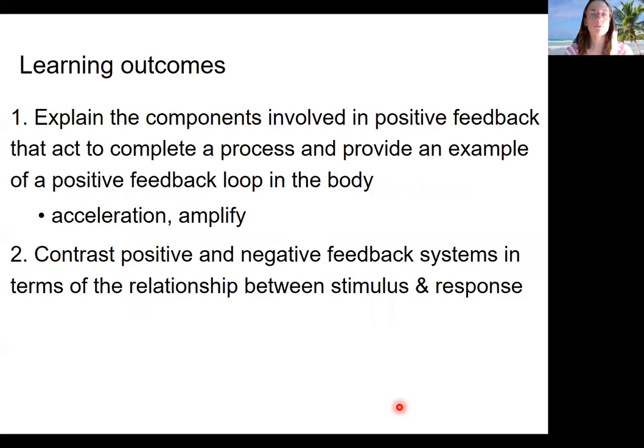So what we've done here is explain the components involved in positive feedback that act to complete a process and provide an example of positive feedback in the body. Two terms here that are specific to positive feedback. And then contrast negative and positive feedback systems in terms of the relationship between stimulus and response. That's that picture, that diagram I just drew, but the idea is understanding the big differences between the two in terms of completing a process versus maintaining homeostasis. That's all for now.